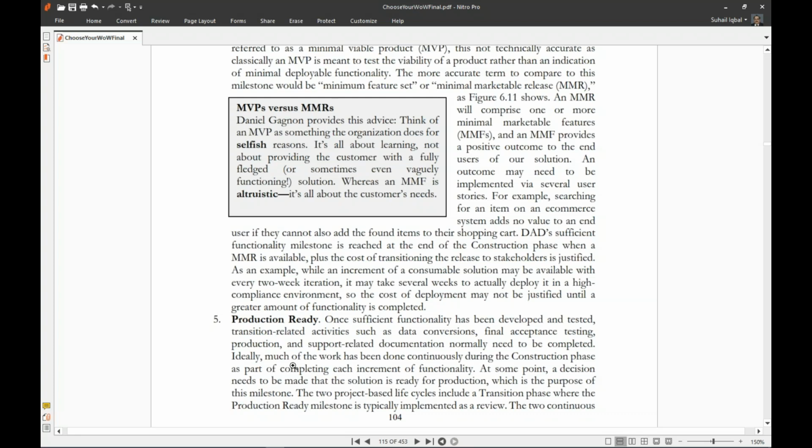In the meanwhile, there is the question of MVPs versus MMR. Daniel Gagnon provides this advice. Think of an MVP as something the organization does for selfish interest reasons. It's all about learning, not about providing the customer with a fully fledged or sometimes even vaguely functional solution, whereas an MMF is altruistic. It's all about the customer's needs.